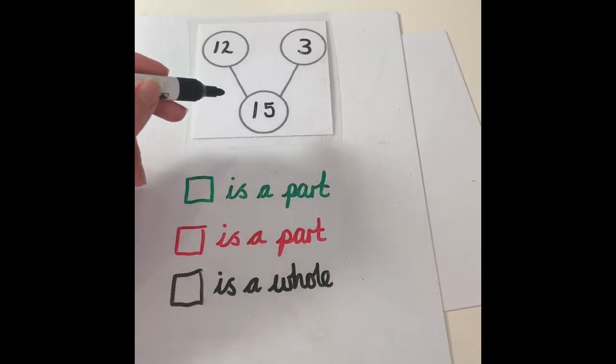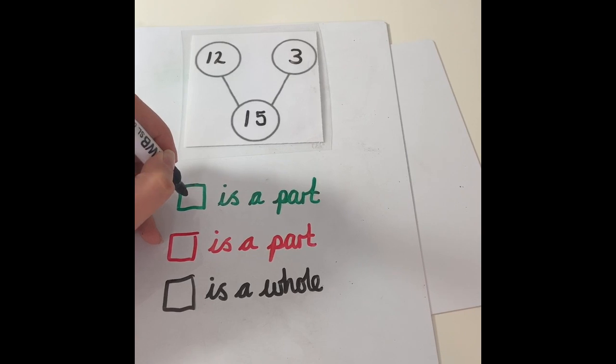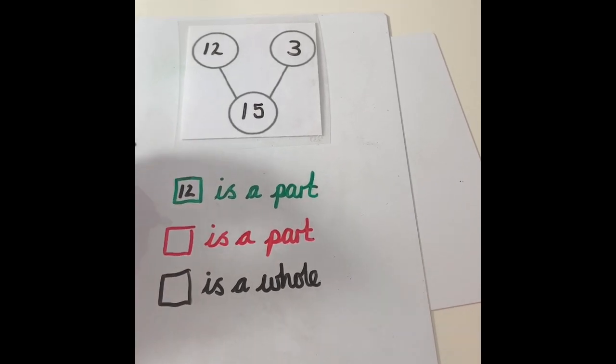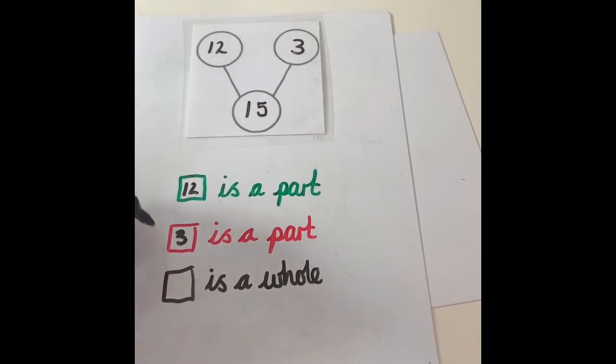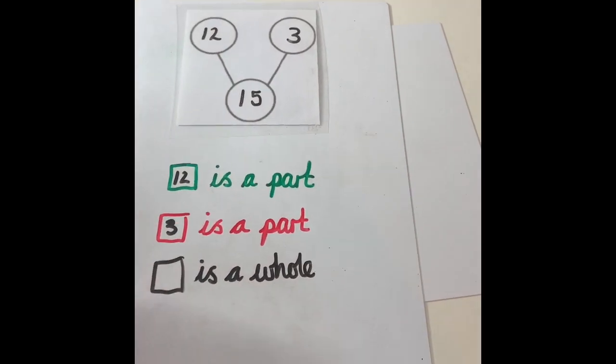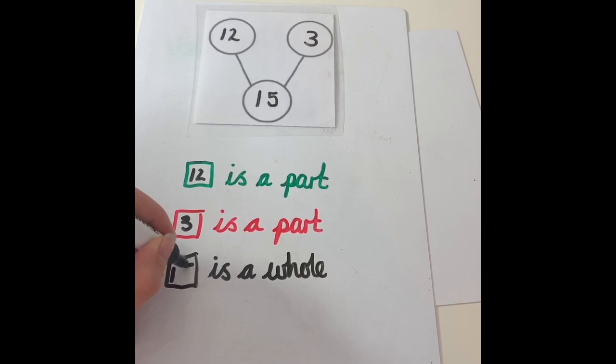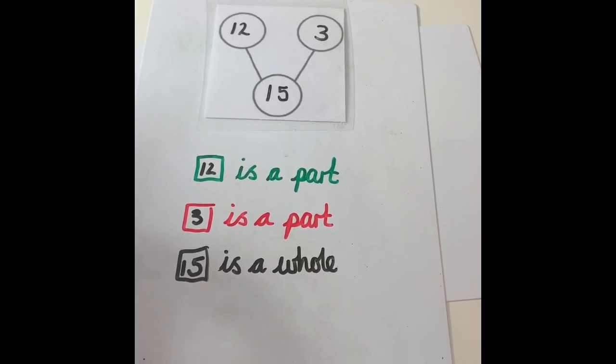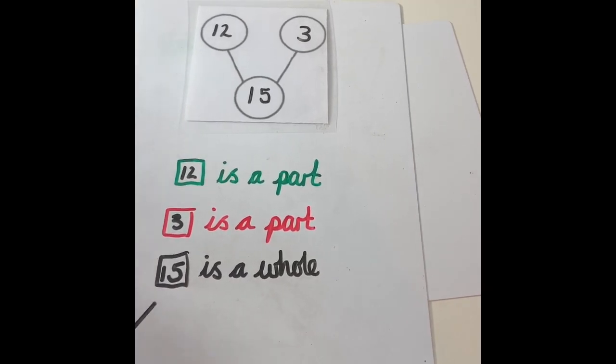So, what you should have got is 12 or 3. These two can be either way around because they're both parts. And then 15 in here. Did you get that right?